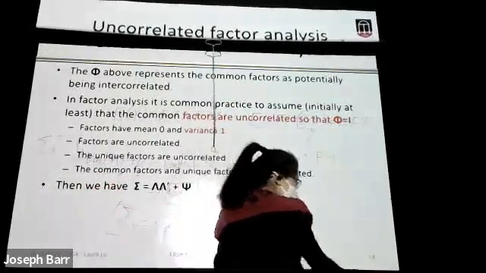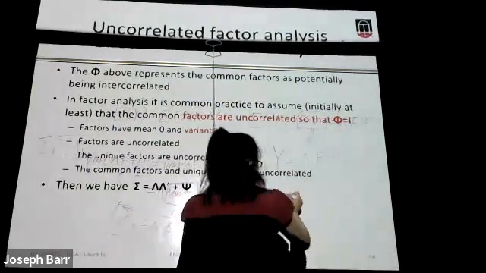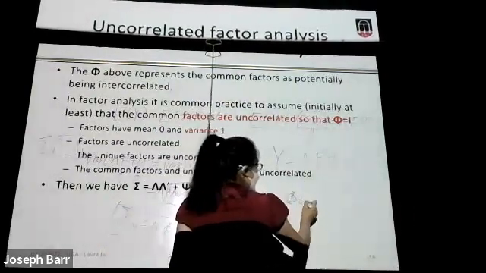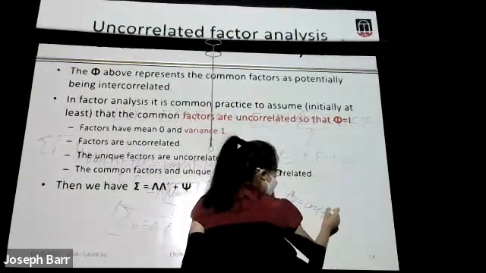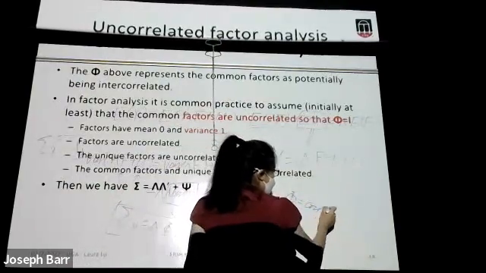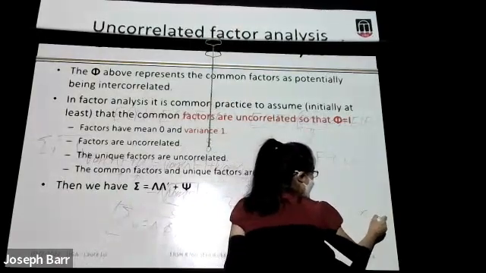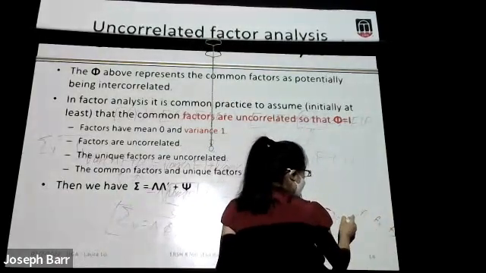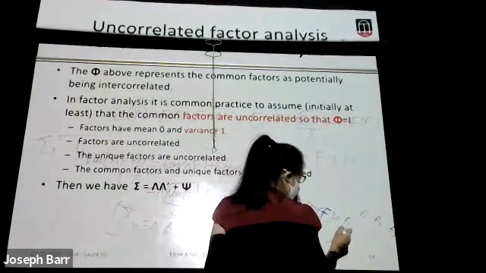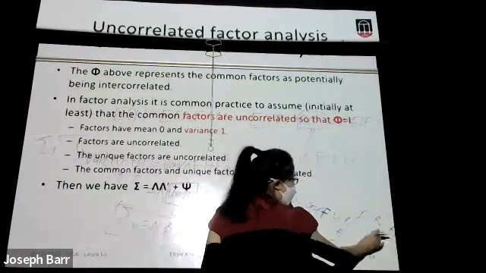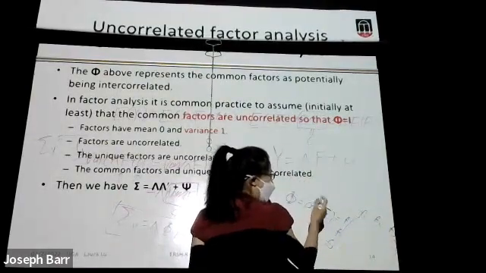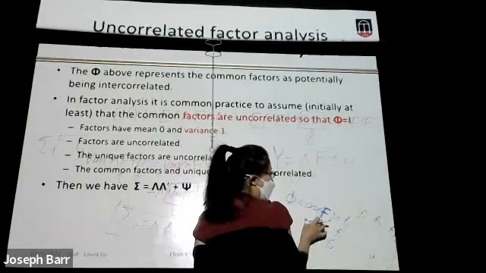Phi is the covariance matrix of F, a capital F. Suppose we have F1, F2, F3, and also F1, F2, F3. So all the elements here are either variances or covariances.